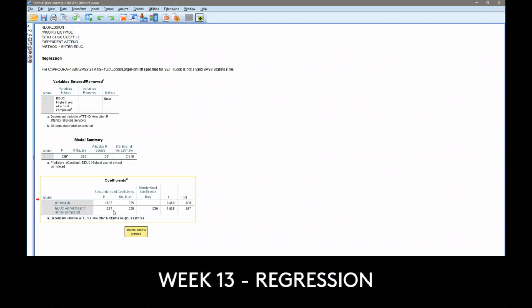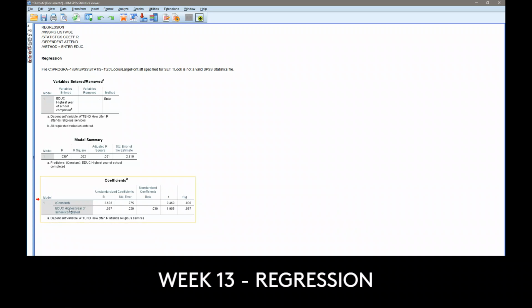0.037. Now, how do we know if that relationship and this effect is statistically significant? We go straight to this sig column, and we look at this sig value here, this p-value. If you remember from last week, this would be statistically significant at the 0.10 level because it's less than 0.10. This is the level of significance that gets that little cross value.